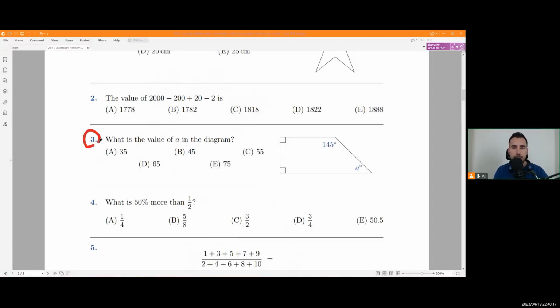So question 3. What is the value of A in the diagram? Obviously it's an angle. And we know the internal angle of this will be 360. So we have two 90s here. So it's going to be 360 equals 90 plus 90 plus 145 plus A. So obviously A would be 35.